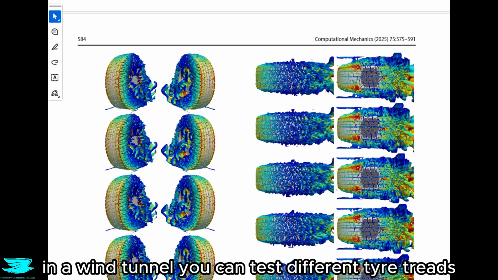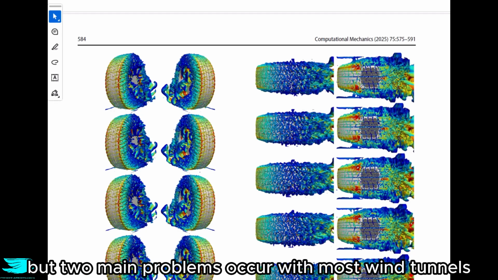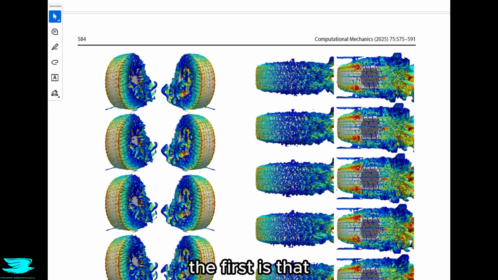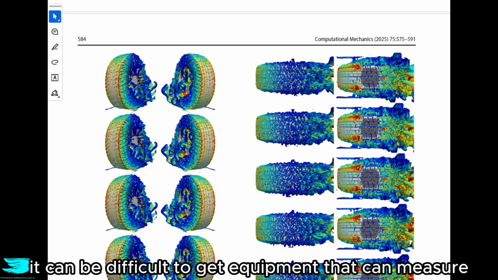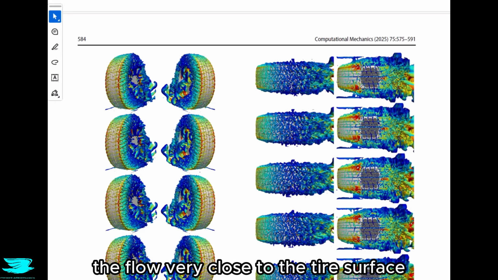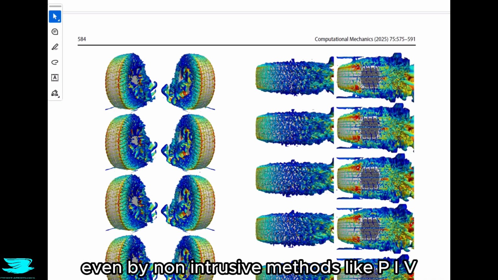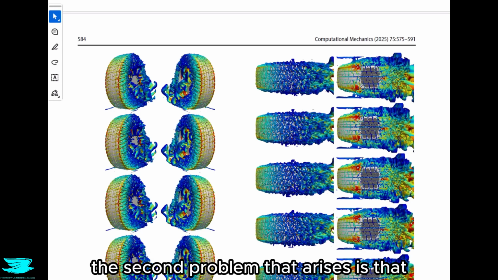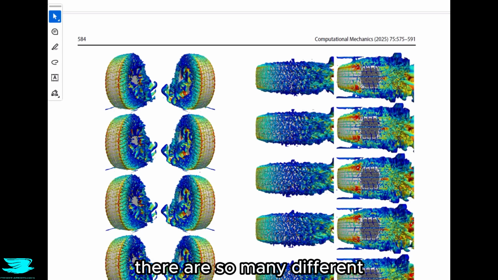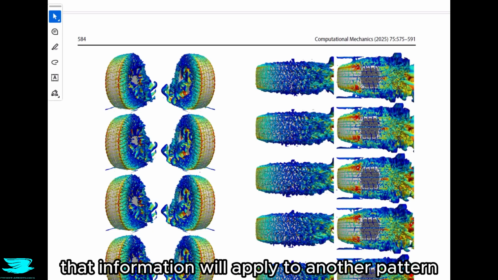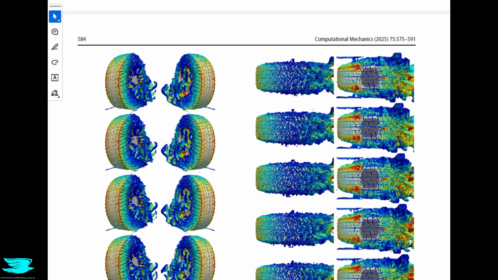So for example, in a wind tunnel, you can test different tire treads, but two main problems occur with most wind tunnels. The first is that it can be difficult to get equipment that can measure the flow very close to the tire surface. Because the tire is spinning so fast, the flow inside the grooves is difficult to capture even by non-intrusive methods like PIV. The second problem that arises is that there are so many different tire tread patterns out there that even if you were to test like 50 different patterns, there's no guarantee that that information will apply to another pattern.